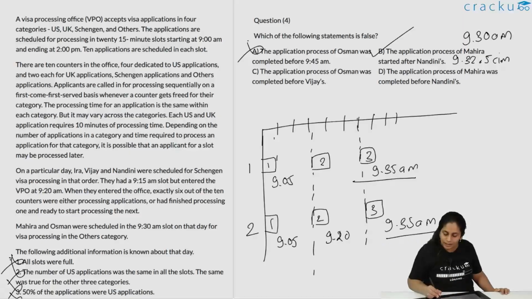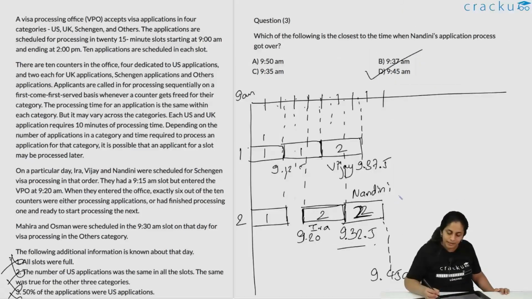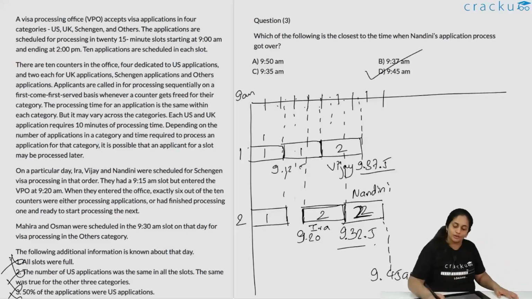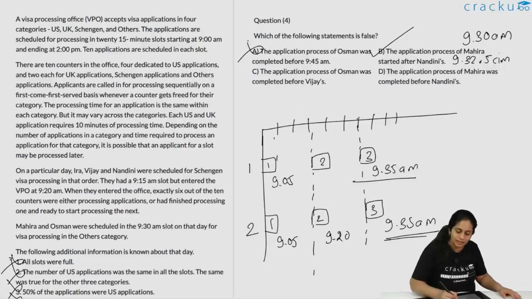See, Osman's application process is completed max by 9:35 am. Vijay's is completed by 9:37.5 am. So this is also true. Osman's is completed before Vijay's, so this is also true.